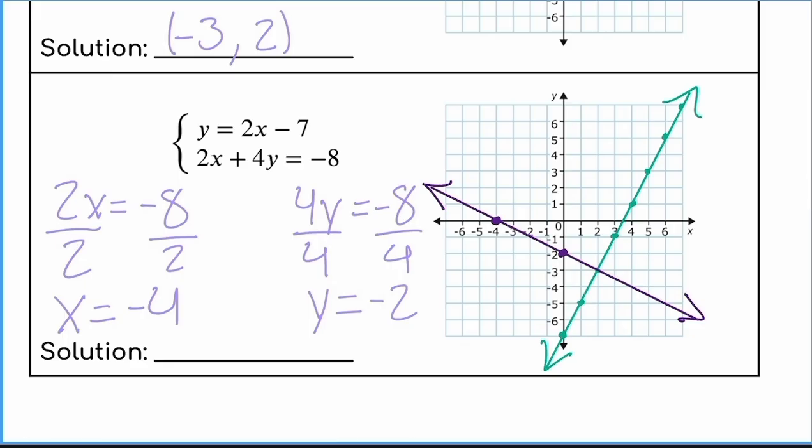So what is my solution to this system of equations? What ordered pair do these two lines cross at? Close. So we're going to go to the right. Where do we cross? Right here? Oh, yeah. So we're going to go to the right 2 on the x-axis. So we're at 2. And then we're going to go down 1, 2, 3. So my ordered pair for this one is going to be 2, -3.